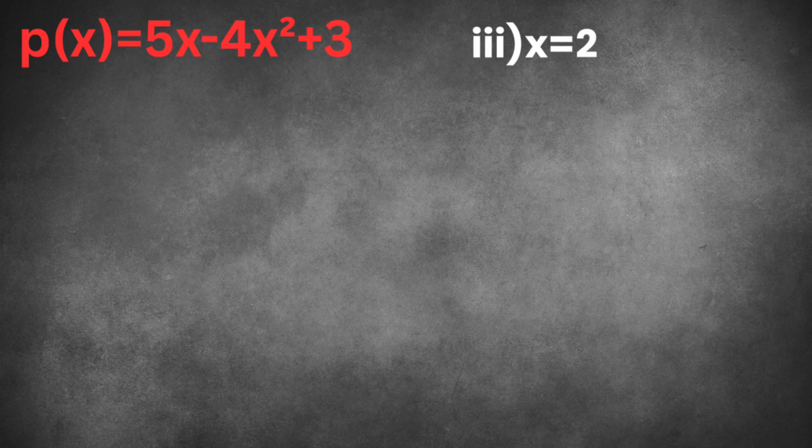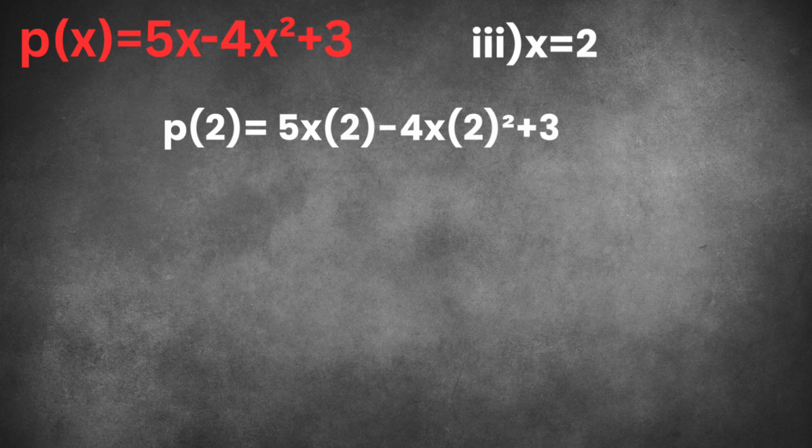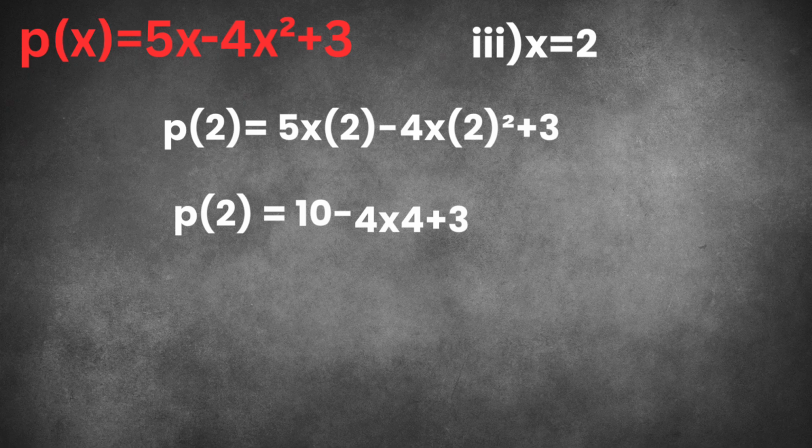Last value is x equals to 2. Then the expression becomes p2 will be equals to 5 multiplied by 2 minus 4 multiplied by 2 square plus 3. Then p2 will be equals to 5 multiplied by 2 is 10 minus 4 multiplied by 2 square will be 4 plus 3. Here p2 will be equals to 10 minus 4 multiplied by 4 is 16 plus 3.